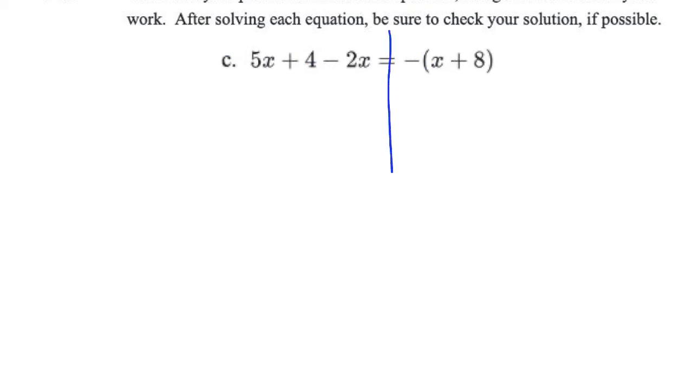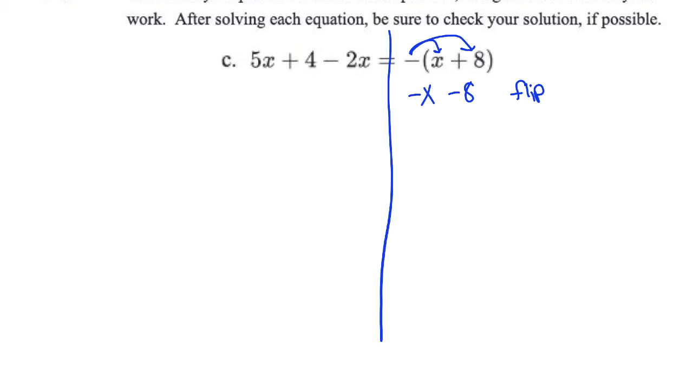Letter C, if I had my tiles, the first thing I would do would be to flip on the right-hand side, because in my negative region, my opposite region, I've got x plus 8. The opposite of x would be negative x. The opposite of 8 would be a negative 8.